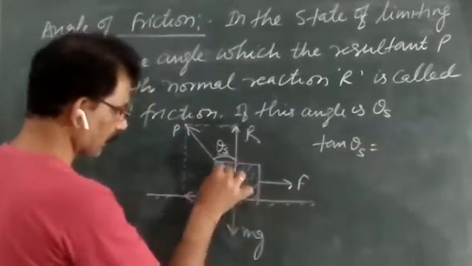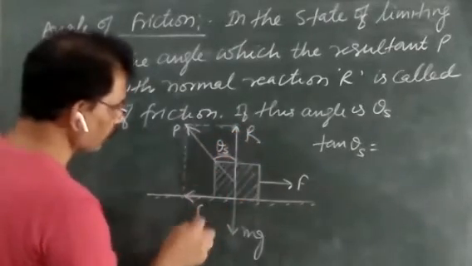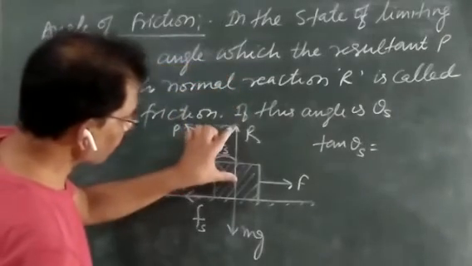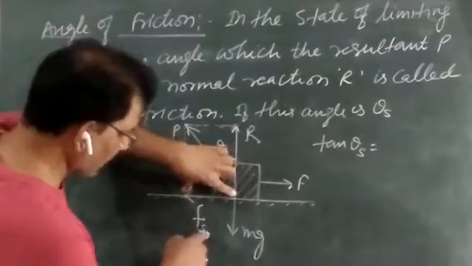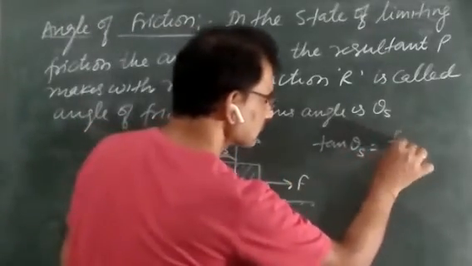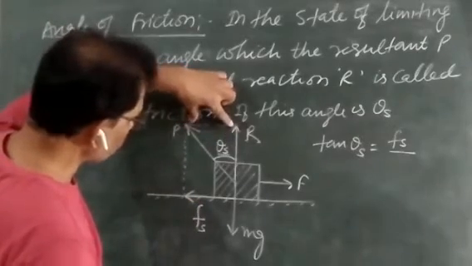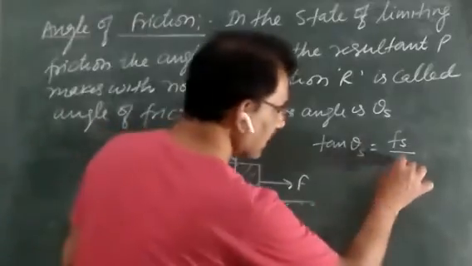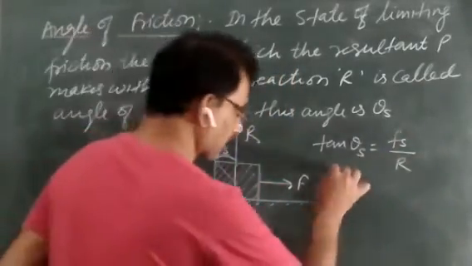ये एक right angle triangle है, ये देखिए. So tan theta s you will write as perpendicular upon base. So perpendicular means along this one, which force? Fs. And base, what will you take? Normal reaction R. So tan theta s is equal to Fs upon R.